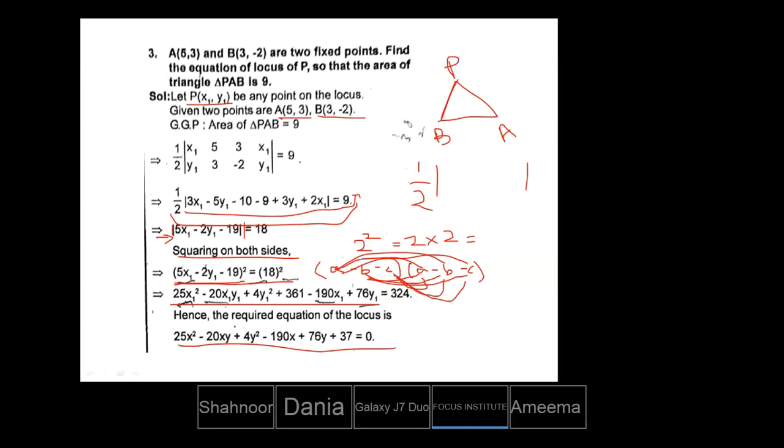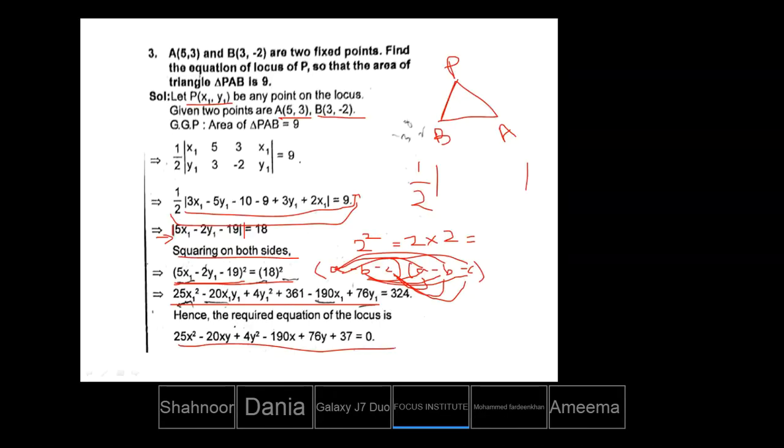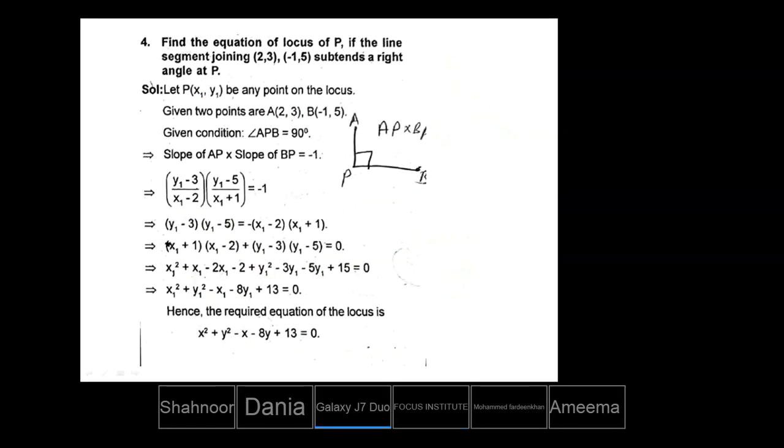Galaxy J7 Duo, may I know your name? Nuri. You have taken MPC or MEC? MEC. So you are planning to become a chartered accountant? Yes. Okay. I hope you are understanding each and everything, right? Yes. If you are having any problems, feel free to ask, okay?